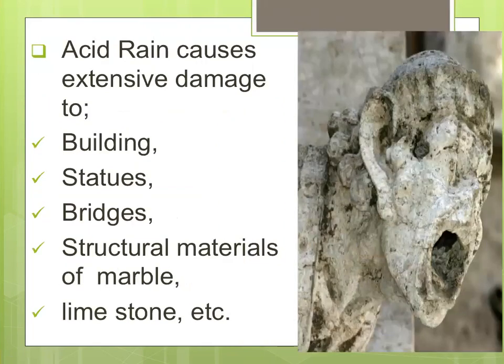So acid rain caused extensive damage to the oldest buildings, statues, bridges, and structural material of marble, as well as to the limestones. So this is actually the effect of acid rain on the non-living things, which are going to be eroded by these negative effects of the acid rain.